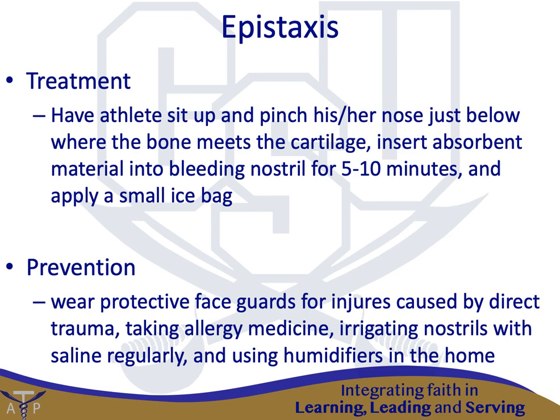Treatment. We need to treat for the blood loss as quickly as possible. In order to do this, we need to pinch the nose of the athlete, or have the athlete pinch his or her nose just below where the bone is, so around the cartilage area. We need to make sure that they bend forward and not backwards. If they bend backwards, we tend to have blood drip down the throat. This could make the athlete nauseous and could cause the patient to vomit, which is an additional thing that we don't want to have occur.